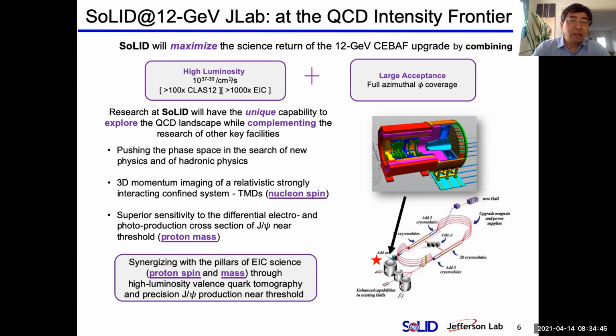So there are three main pillars of the physics program. One is to push the phase space to search for new physics, using parity-violating DIS, and to do the 3D momentum imaging, which are the TMDs related to nuclear spin. And it also has very nice sensitivity in the threshold region, with JLab 12 GeV, close to threshold for J/psi production. With these J/psi heavy quark productions, you can learn some of the important physics related to proton mass. So this is really complementary and synergistic to the EIC physics.